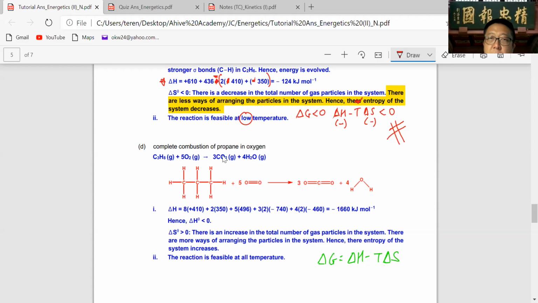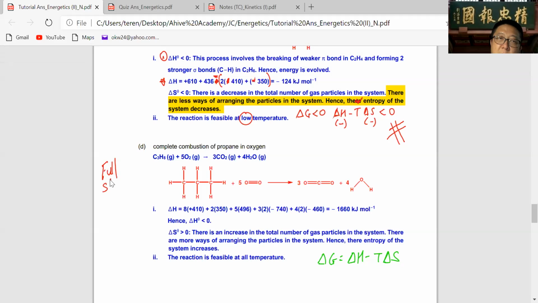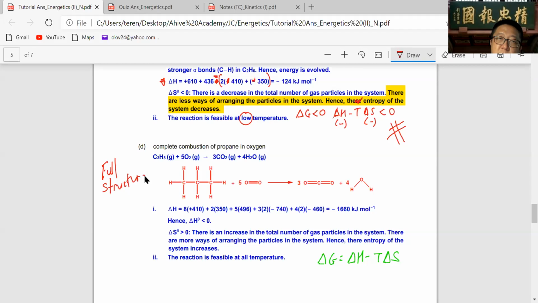Next one, complete combustion of propane in oxygen. So this is the equation. Propane is from the alkane family, which you learned from O level. You are told that this is burned completely in oxygen to form carbon dioxide and water. So I write down the full structural formula. Something you all need to remember: this is called the full structural formula.